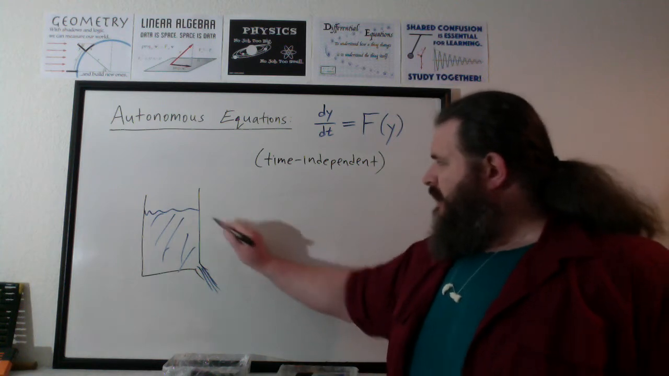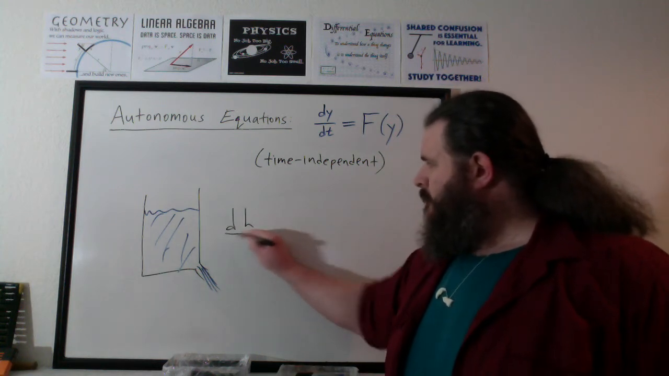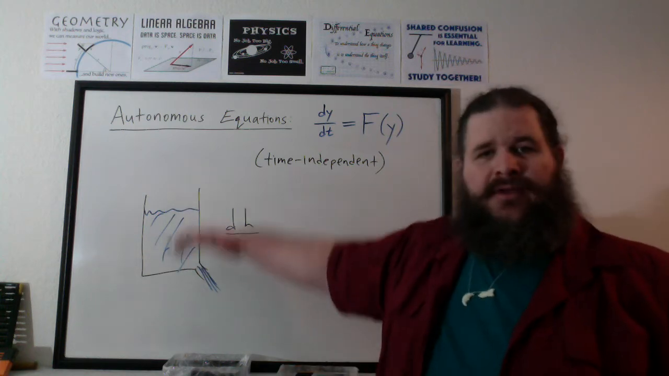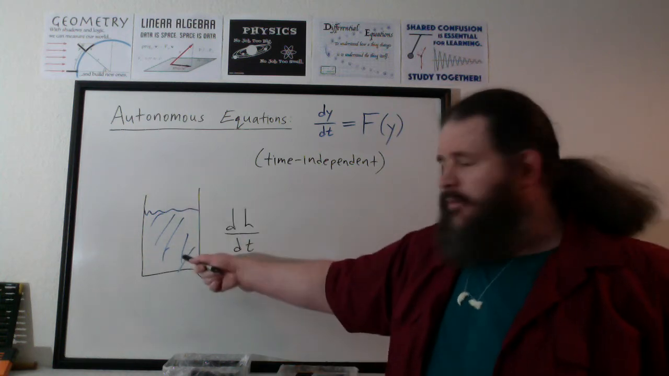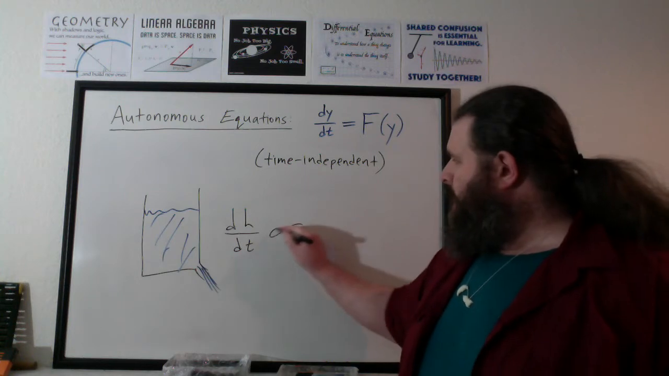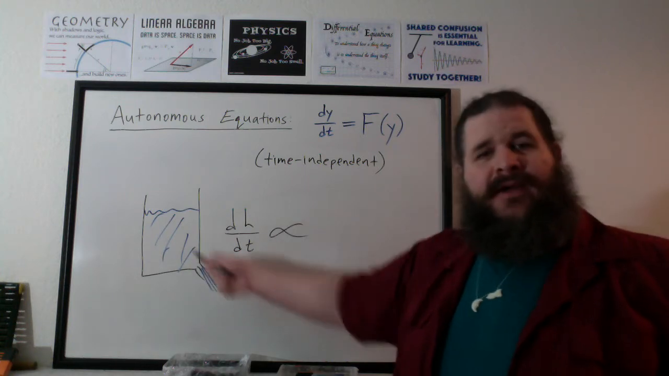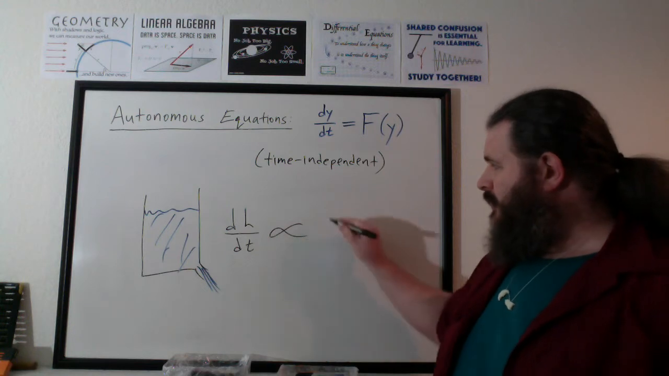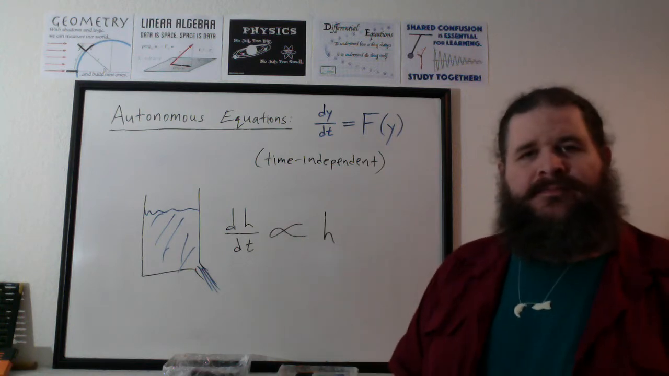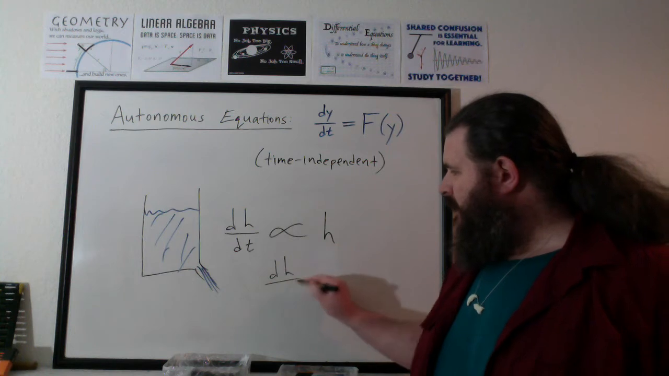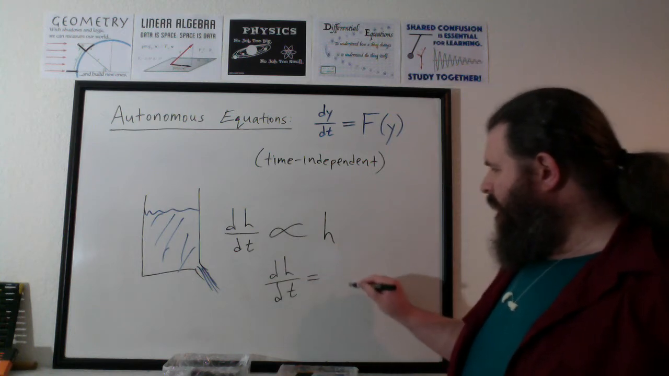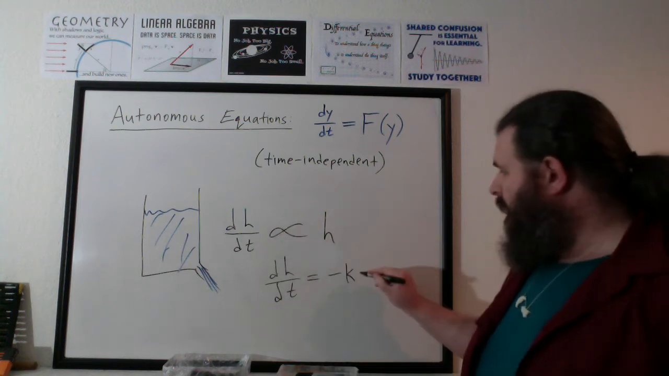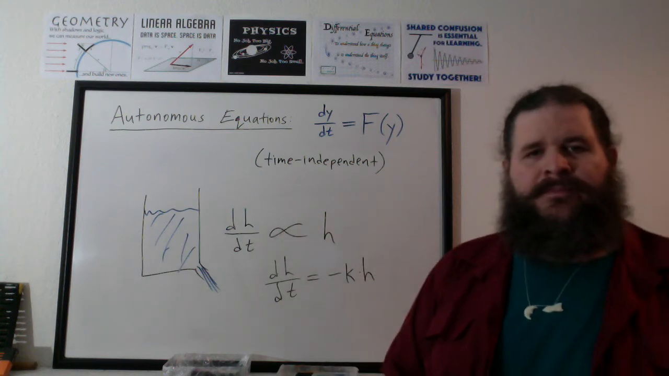The rate of change in the height, dh dt, is going to be proportional to the depth right now, the height right now, because the more height there is, the more pressure there will be at the bottom. And the more pressure there is at the bottom, the faster fluid is going to flow. So the rate of change in height right now is proportional to the height right now. We can write that as a differential equation. dh dt equals some constant, presumably a negative constant because the height is decreasing, times h itself.